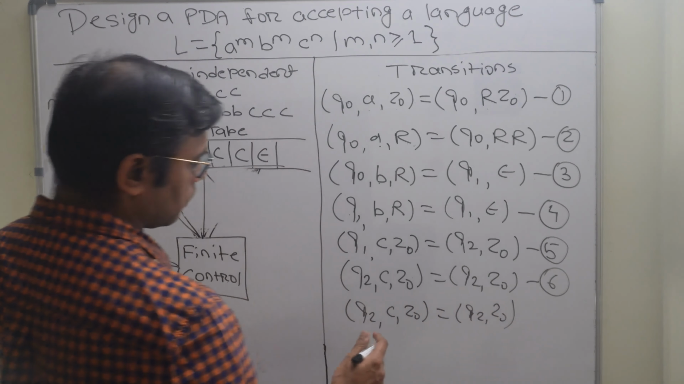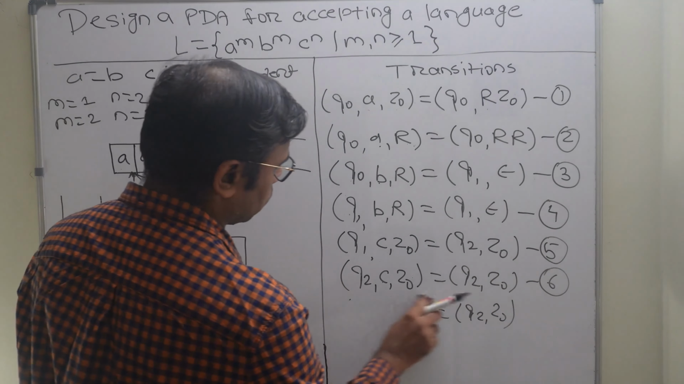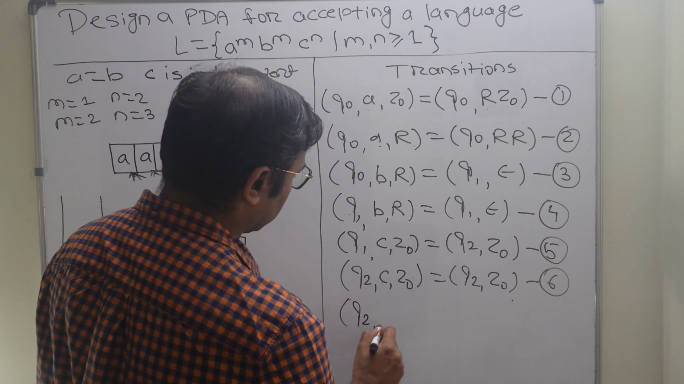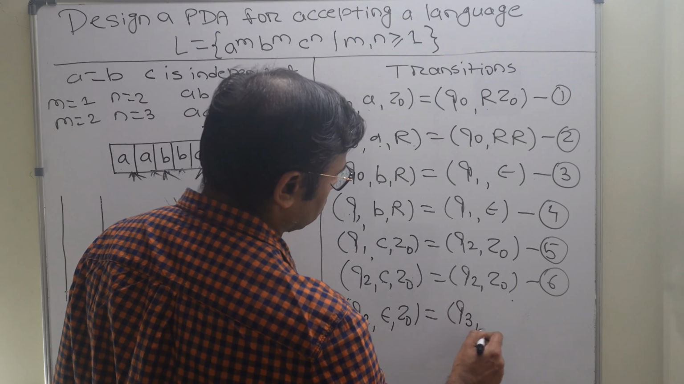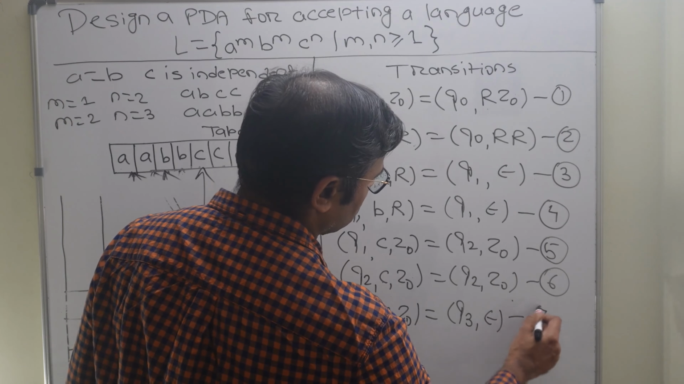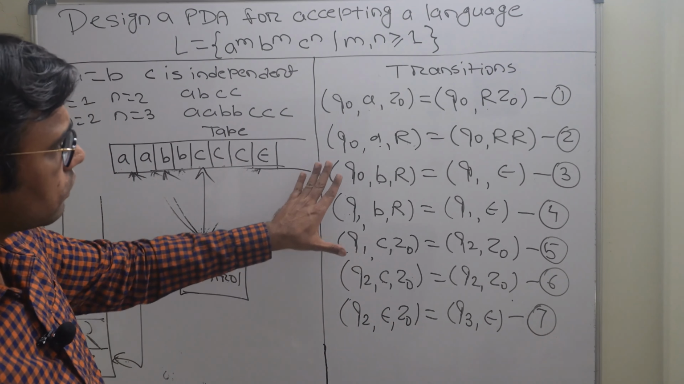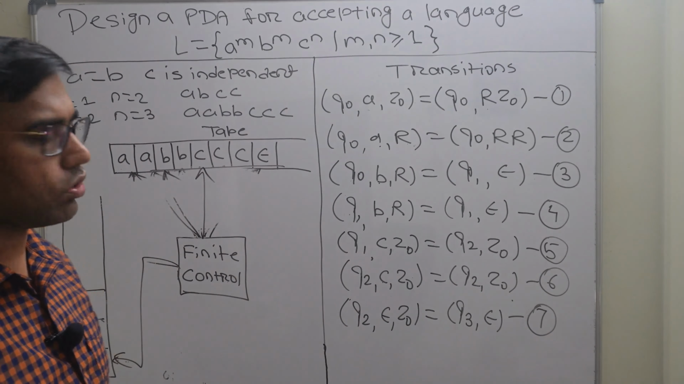Since this transition is repeated, there is no need to write the transition again and again. Then you have to write Q2 epsilon Z0, and the remaining thing is Q3 epsilon. Whenever you find Q3 epsilon, you have to stop. So these are the rules. This is how you have to write the transitions for this pushdown automata.